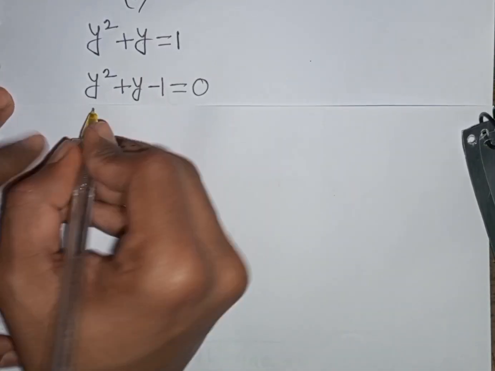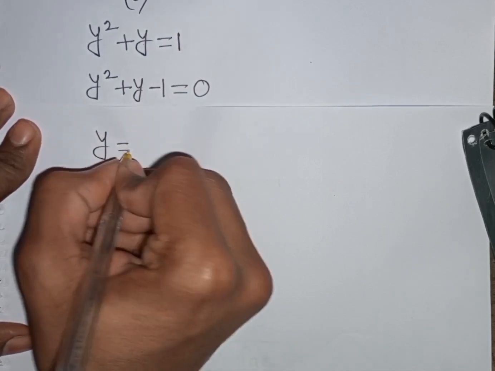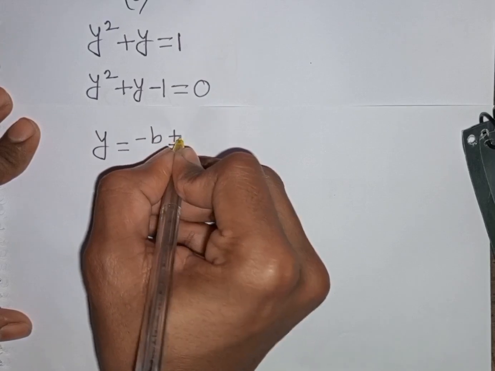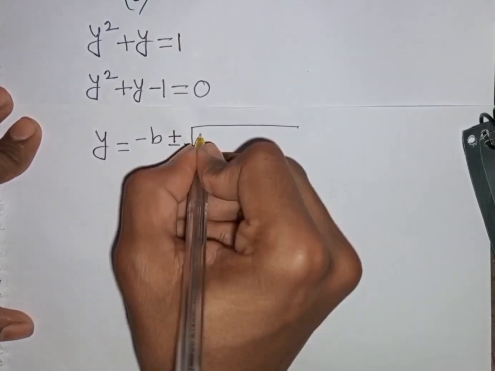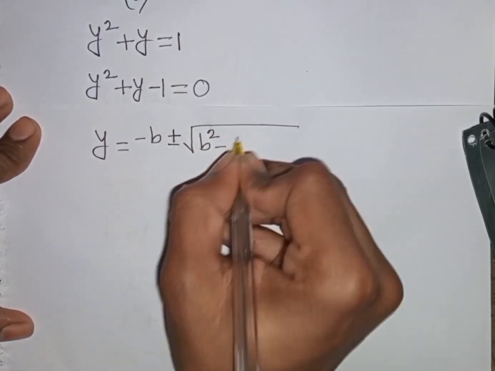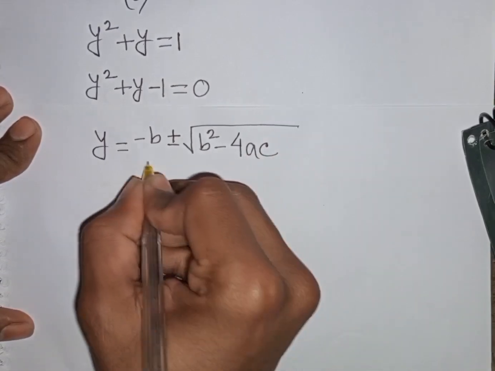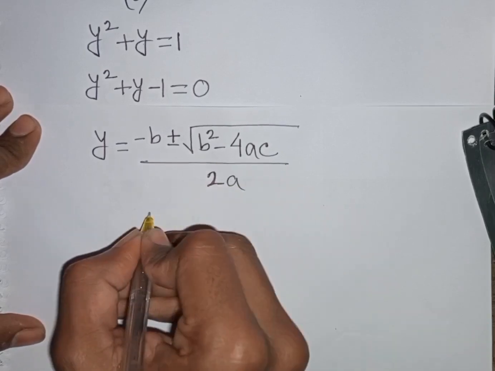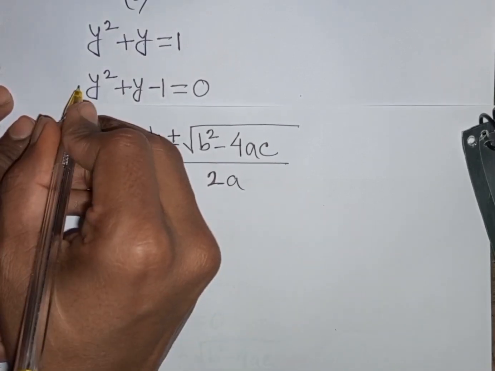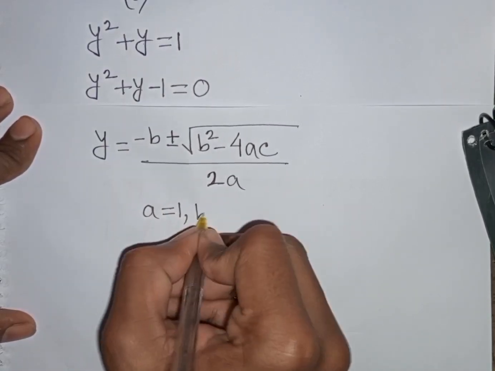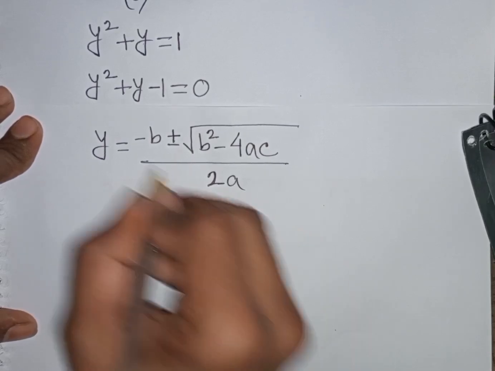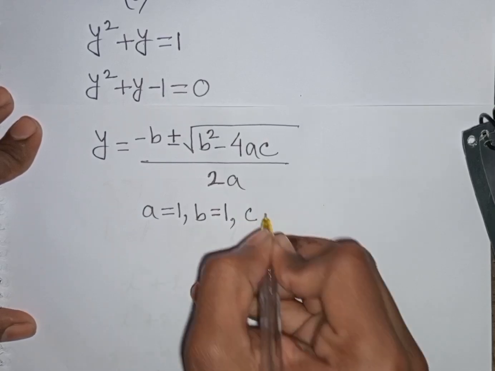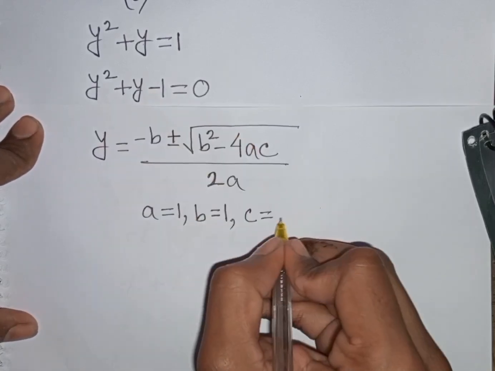Now here you can apply the quadratic formula. So you can write here y is equal to minus b plus or minus square root of b square minus 4ac divided by 2a. Here a will be equal to 1, then b will be equal to 1, after that c will be equal to negative 1.